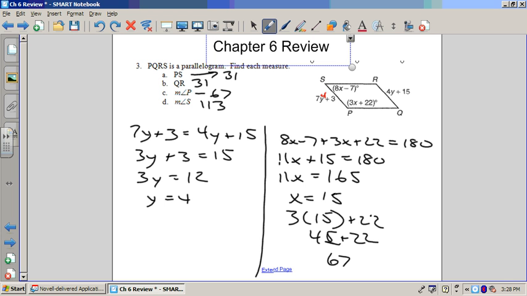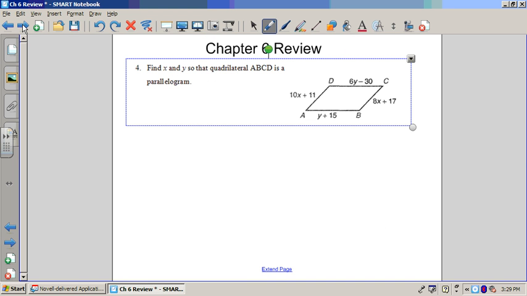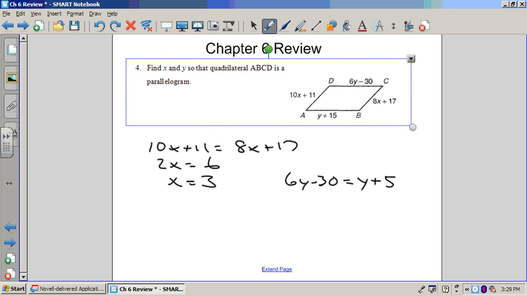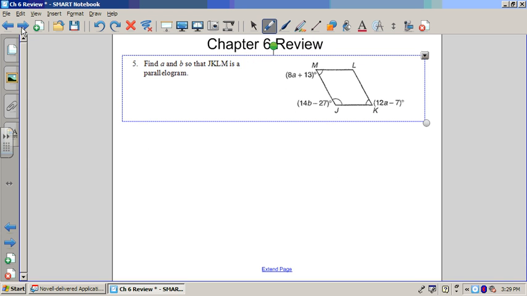I'm going to try just to make sure that I did this right. 8 times 15 is equal to 120. 120 minus 7 is 113. Number 4, find x and y so that the quadrilateral is a parallelogram. Same as before, opposite sides are congruent, so 10x plus 11 is 8x plus 17. Subtracting 8x from both sides, 2x is 6, x is 3. Solving for y, 6y minus 30 equals y plus 15. So 5y is equal to 45. Y must be equal to 9. That didn't seem too tough.